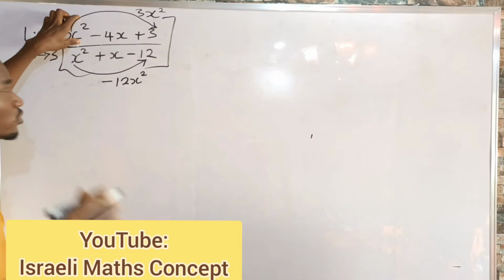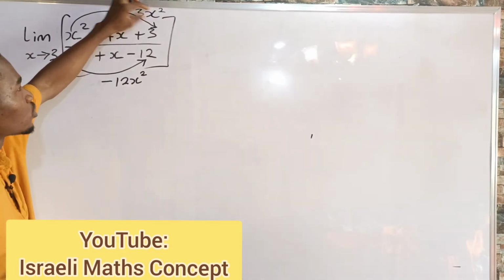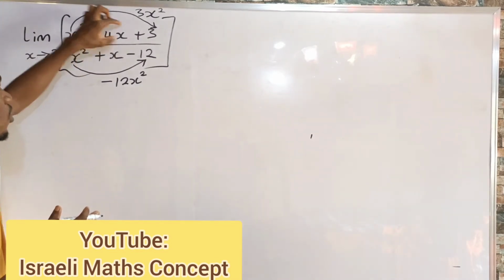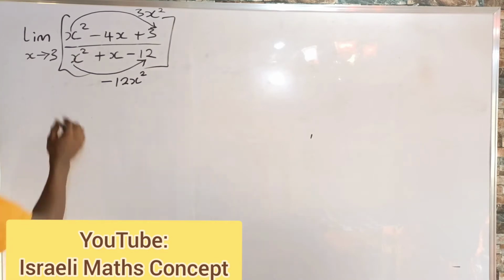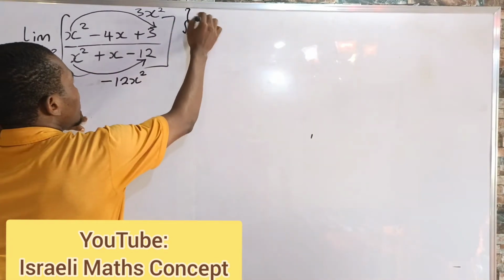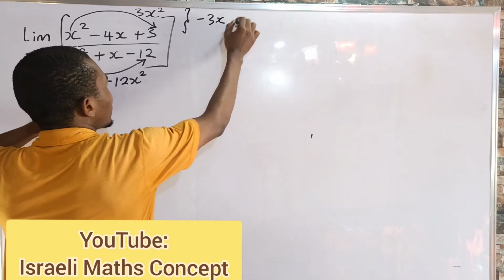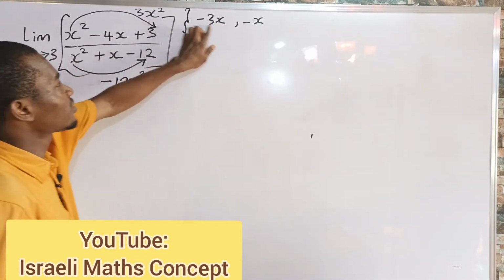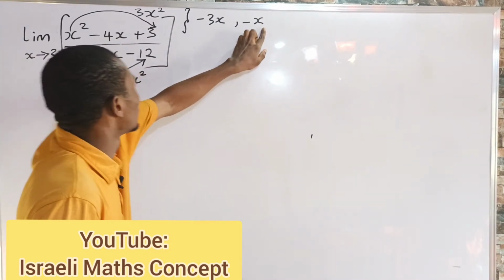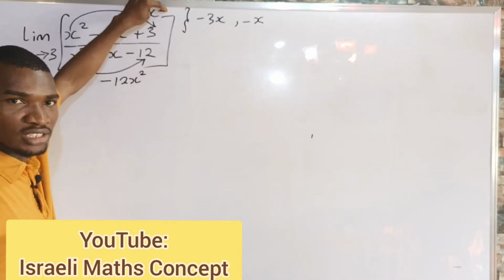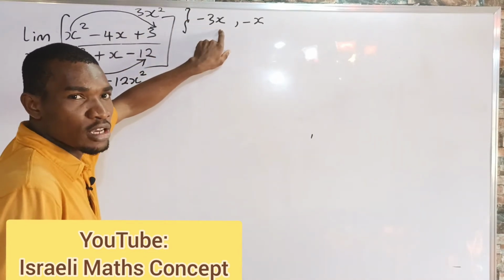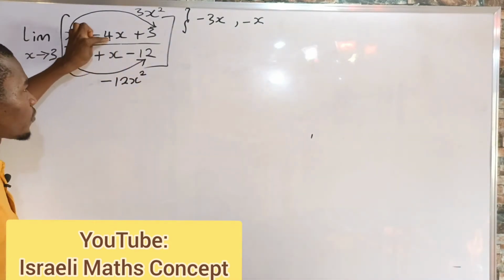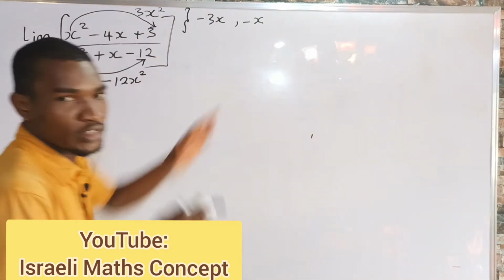We look for two values that when we multiply them together, we are going to have 3x squared, then when we add them together, we are going to have negative 4x. And what are those two factors? The factors are negative 3x and negative x. Looking at these two factors, you can see that negative 3x multiplied by negative x will give us positive 3x squared, and also negative 3x plus negative x will give us negative 4x. So automatically these two factors will serve our purpose.